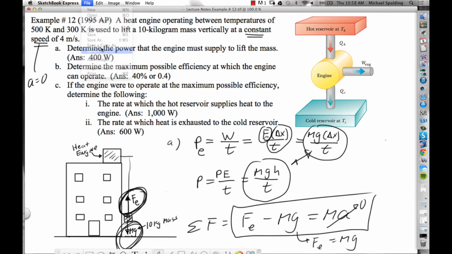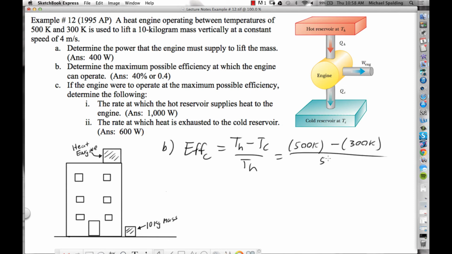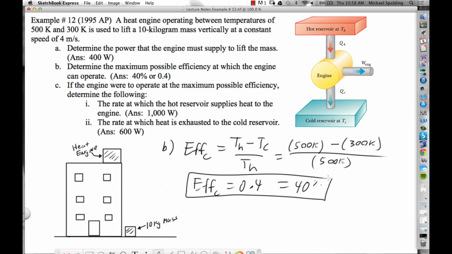Now, part B. Easy. Part B is very easy. How do you find the maximum possible efficiency of a heat engine? It's called the what? The Carnot efficiency. You go temperature hot minus temperature cold over temperature hot. So temperature hot, you got to make sure you're in Kelvin. 500 Kelvin minus 300 Kelvin divided by 500 Kelvin. This gives us a Carnot efficiency of 0.4, which is the same as 40%. Part B.